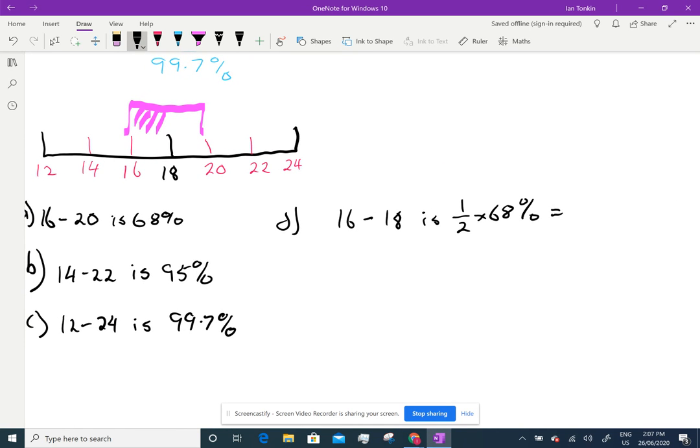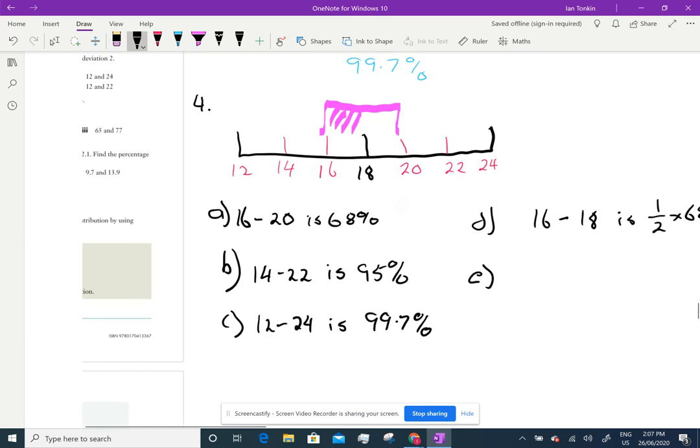which equals 34%. And I'm just going to make sure that I've got this right because I've got the answers on my other computer. And we're going to question 4. And we got 34%. I was pretty sure I was right anyway. E. Well, what are they asking E?